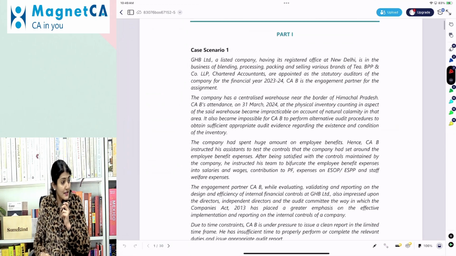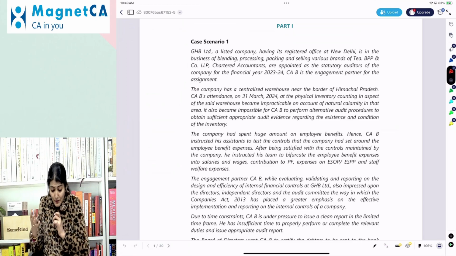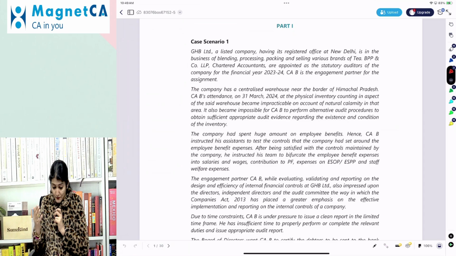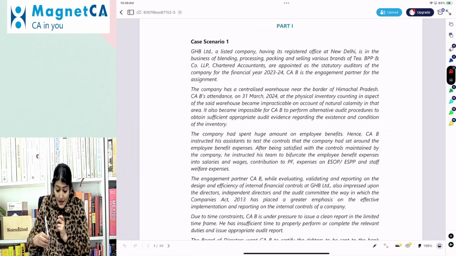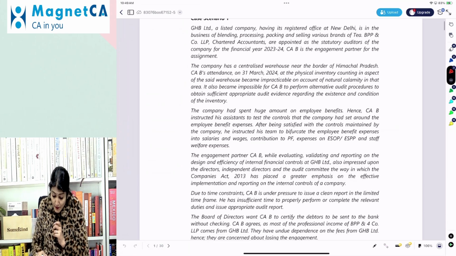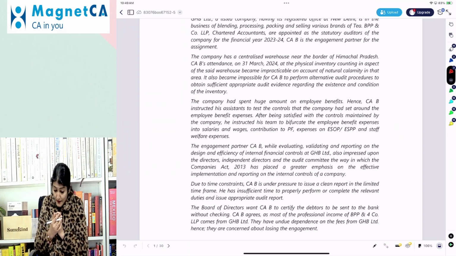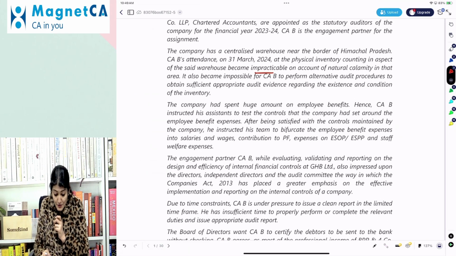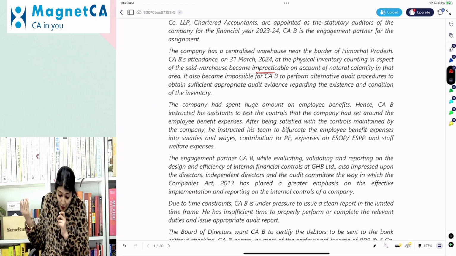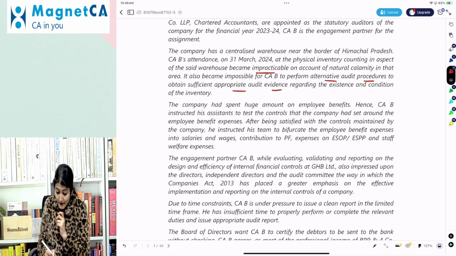GHB Limited, a listed company having its registered office at New Delhi, is in the business of blending, processing, packing, and selling various brands of tea. BPP and Company LLP are appointed as the auditor for 24. CA B is the engagement partner for the assignment. The company has a centralized warehouse near the border at Himachal Pradesh. CA B's attendance on 24 at the physical inventory count in respect of the said warehouse became impracticable on account of a natural calamity in that area. It also became impossible for B to perform the alternative audit procedure to obtain the evidence, right?